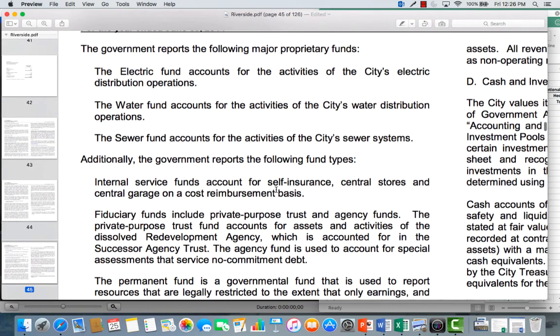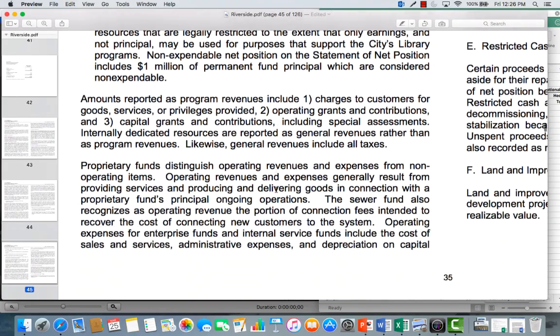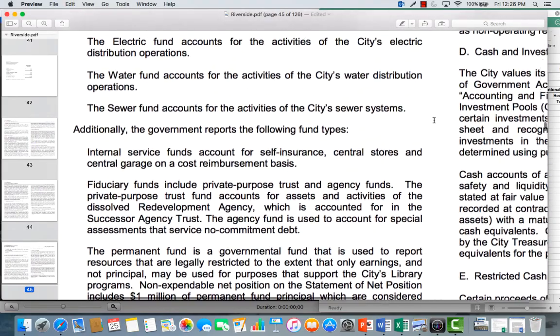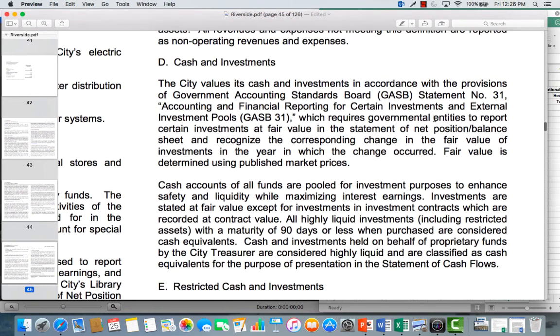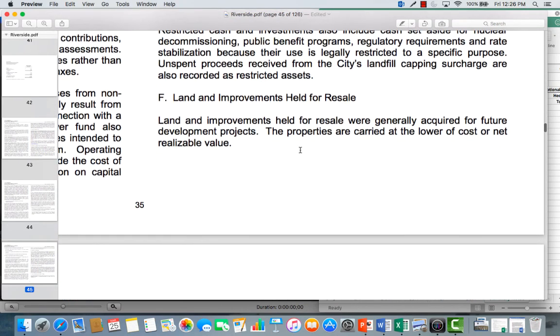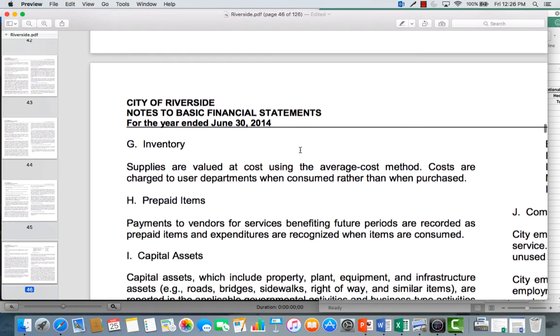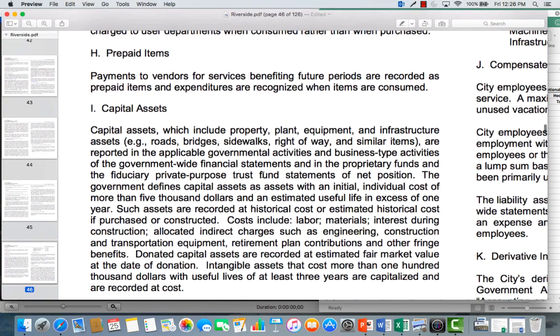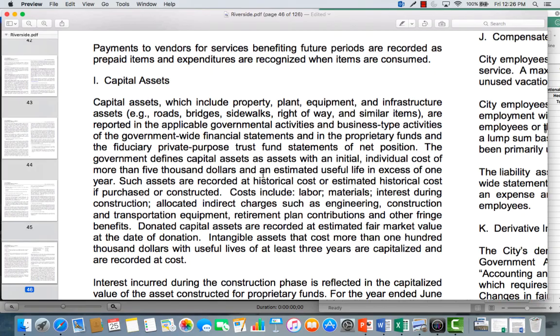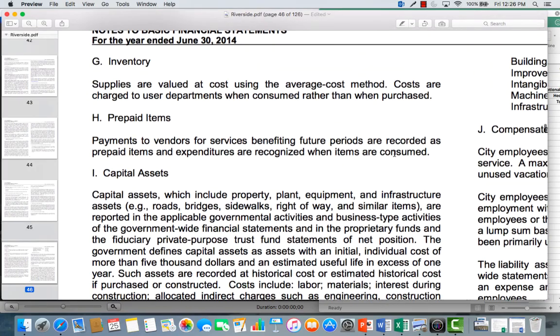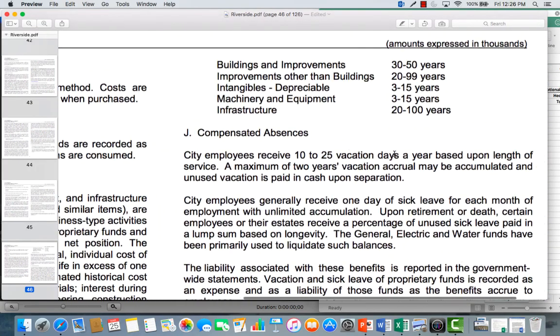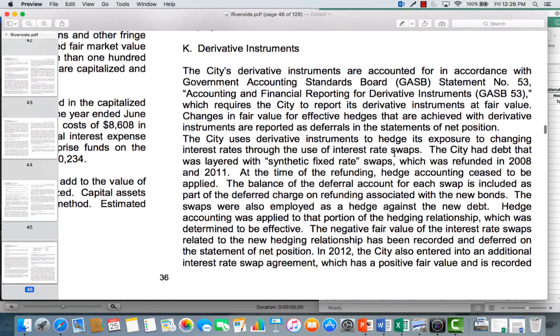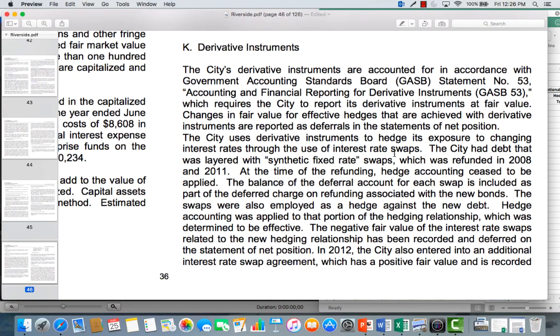which may include identifying the funds that they're reporting. And then what it will do is start talking about individual elements that are reported in the financial statements and the accounting policies related to them. So cash and investments, restricted cash and investments. You should see inventory, prepaids, capital assets. You may see an item on derivative instruments, and you ought to take a look at this because some of the required information in the notes might show up here.